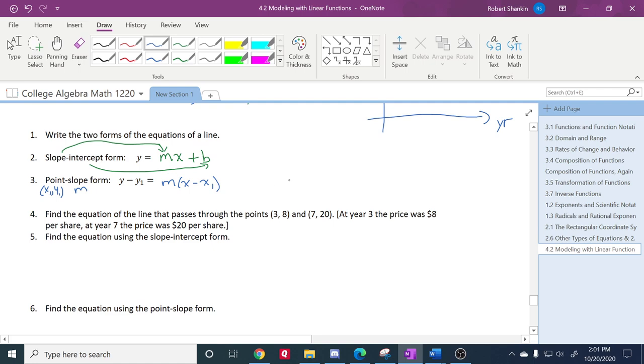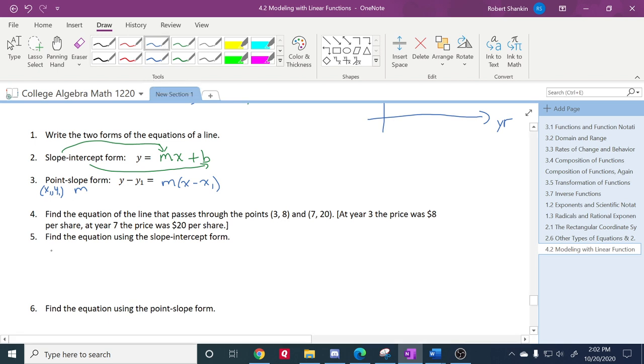Okay. Now, Nike stock in year 3 was $8 and in year 7 was $20. And now it asks us to find the equation of the line that passes through those points, using the slope-intercept form. We're going to do it, and since we're running out of time, I'm going to have to do this. I would be having you guys work this out yourself, except we're running out of time.